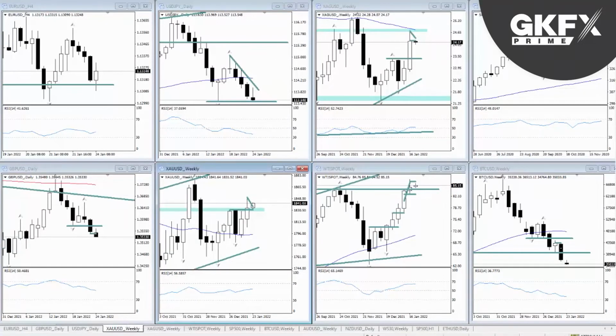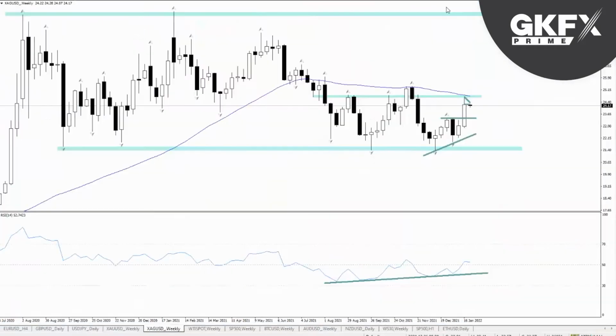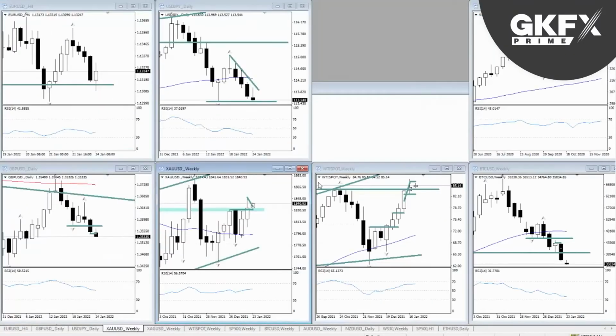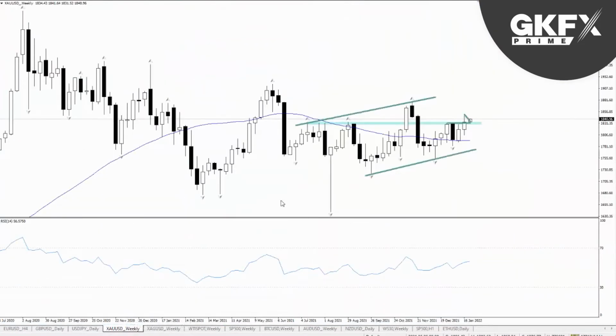Let's have a look at gold next. We're moving away from the Forex. Oh, no, I've just had a look at silver. Let's have a... hold on. There we are. Let's have a look at gold. So gold on a weekly time frame, we are looking at higher highs and higher lows.